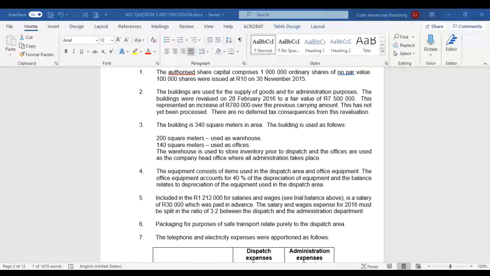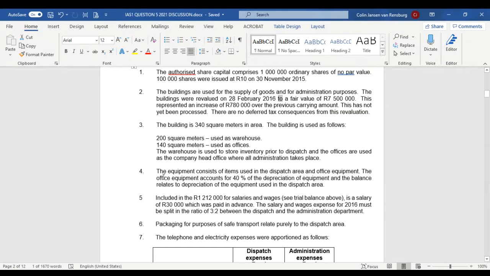The next one, they say 140 square meters used as offices. So would that be part of your distribution function or part of your administrative function? Admin, thank you, Kosa. Thank you, Luzuku. Thank you, Gloria. Everyone, that will be part of your admin. So the same applies. If there are any expenses relevant to your admin function, they are using 140 of this 340 square meters. So that again provides us with a little formula.